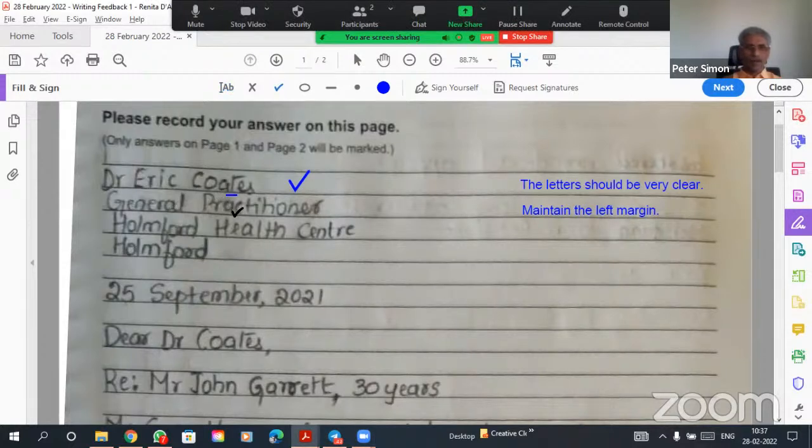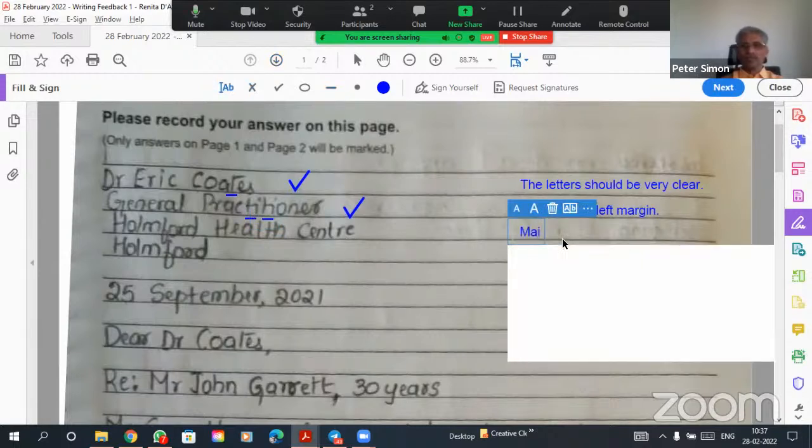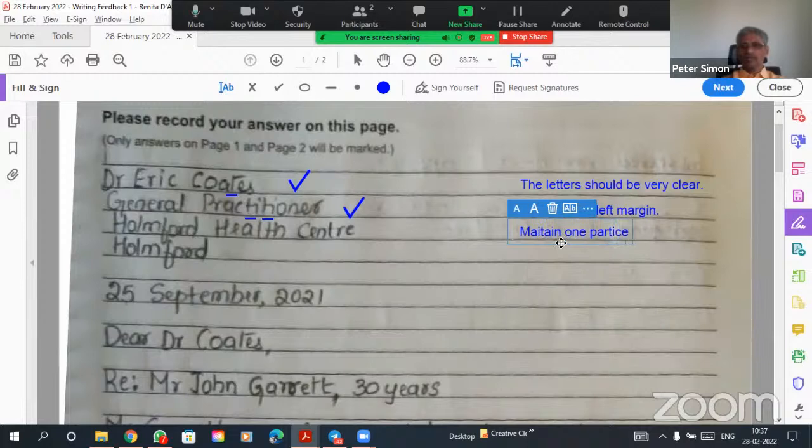General practitioner. Your T is a little bit confusing. You are mixing up letters. TI is looking like H. If you want to join two letters, that is okay. Write either all letters cursive, joining all the letters, or write separate letters. Maintain one particular style of writing.